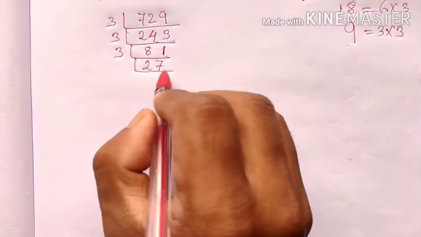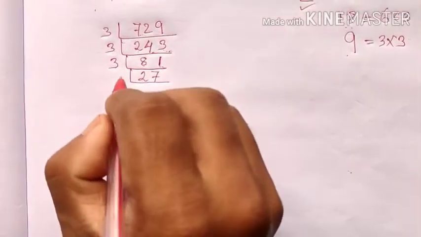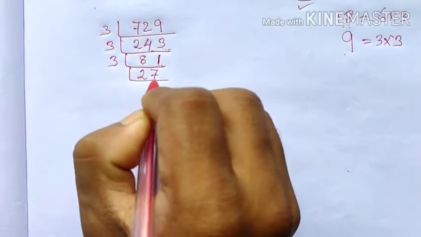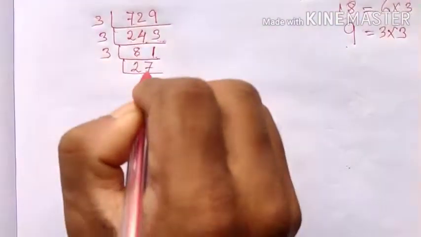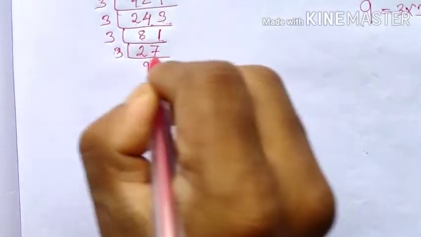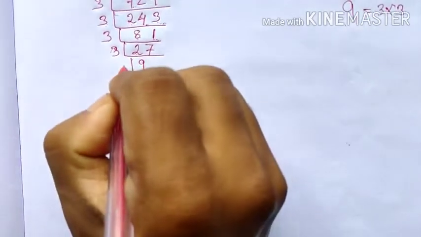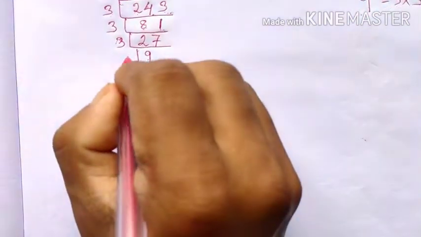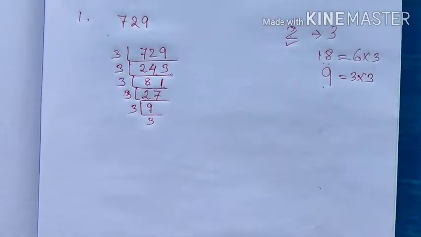Now look at this number 27, right? The number is now very small. We know that it is not divisible by 2 because it is an odd number. And is it divisible by 3? Yes, obviously, we know that 3 into 9 is 27. So I will write here 3. Now this 9 is divisible by 3 again. So 3 into 3 will now give me 9, right?